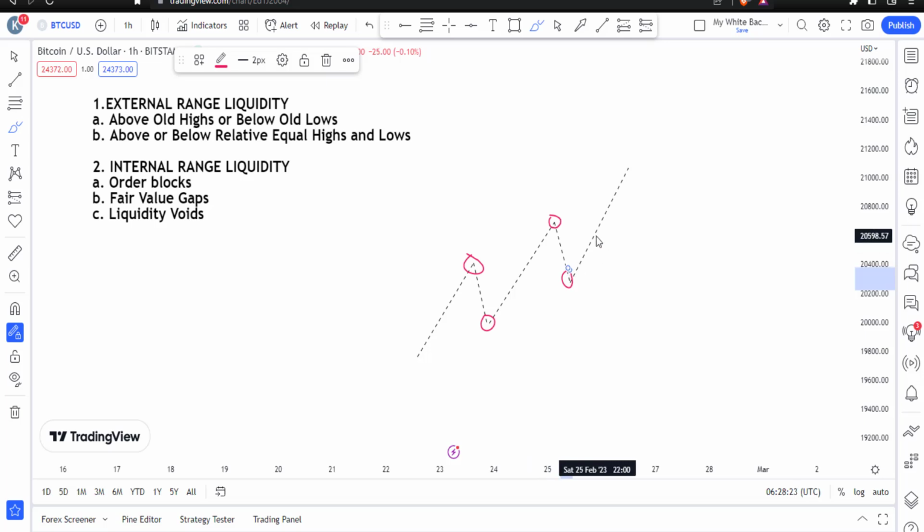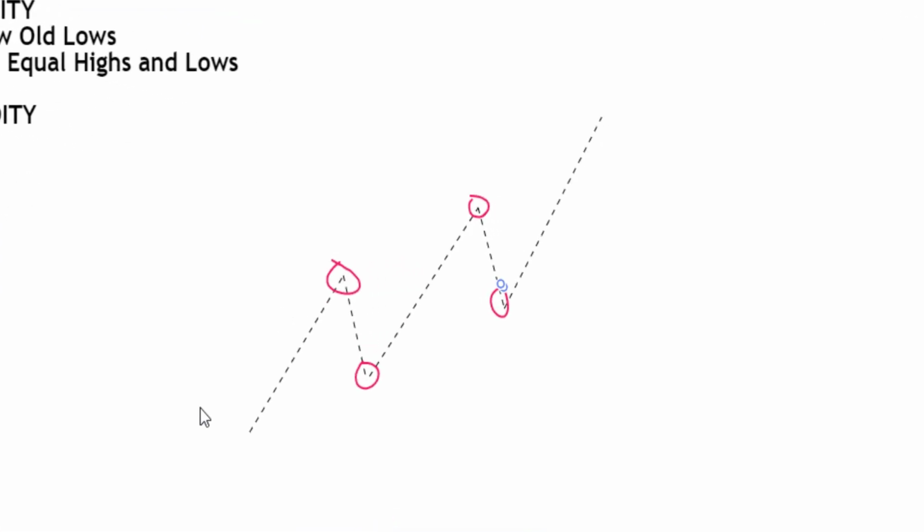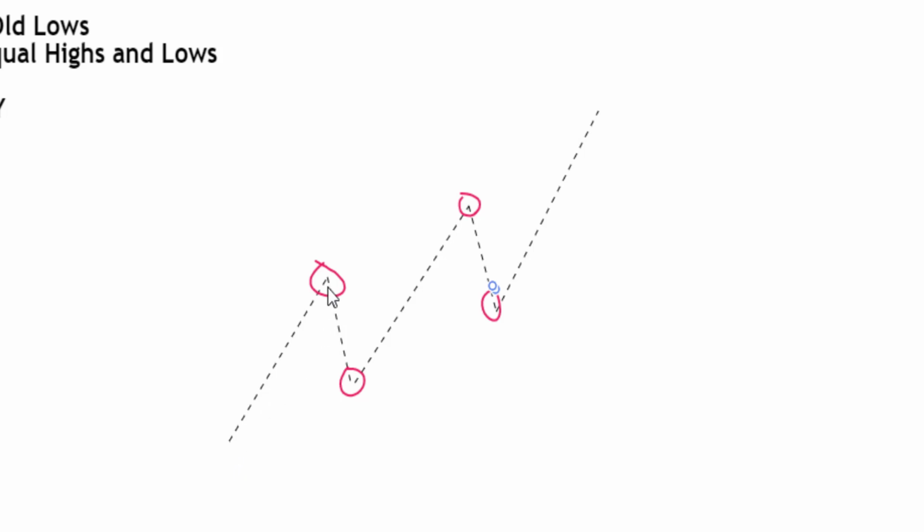And then what exactly is this external range liquidity and internal range liquidity? What that means is that every single time price pushes from here to here, it creates a range from this level. Let me just mark it out for you. From here and this level. So from here to here is a range. Outside this range is what we call external range.